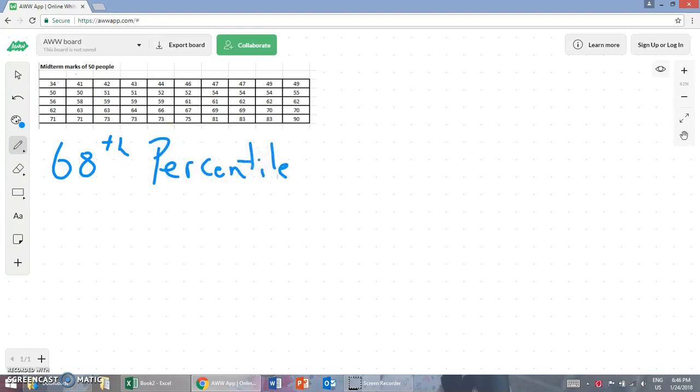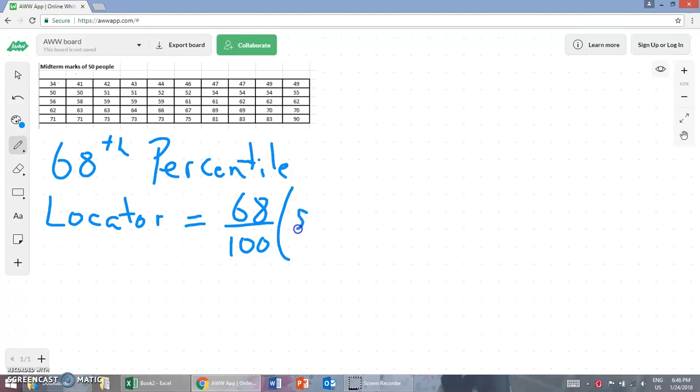So on paper, what we have to do is a two-step process. First thing we need to do is find the locator, the location of that 68th percentile. The locator is basically take the percentile that you're looking for, divide it by 100, multiply it by n, which is the number of pieces of data we have in our data set. We have 50. Subtract 1, outside your brackets, we add 1. So the locator of our 68th percentile is 34.32.